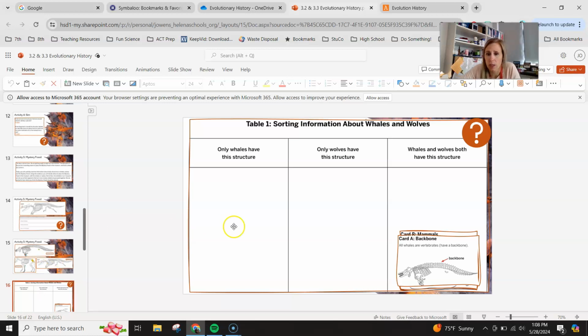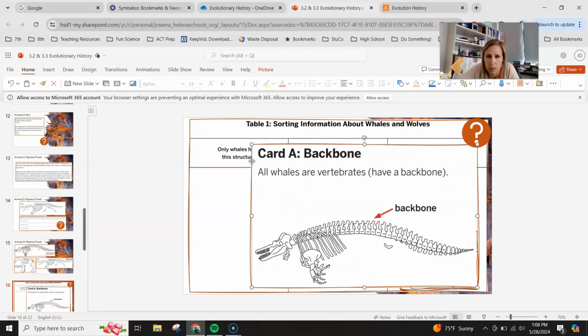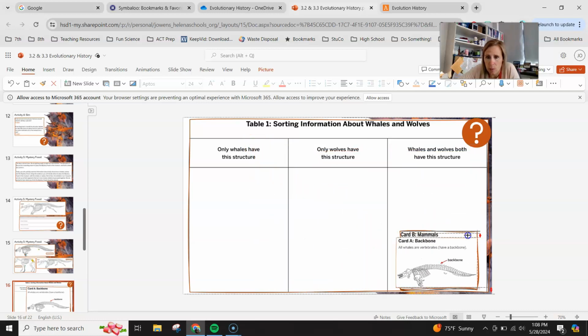So what you see down here, and you can make these bigger if you need to, like, all right, I can't see this, I'm going to zoom in. Card A says it has a backbone. All whales are vertebrates. They all have a backbone. So then I can zoom back out and say, all right, is this going to go with only whales have a backbone, only wolves have a backbone, or whales and wolves both have this structure?